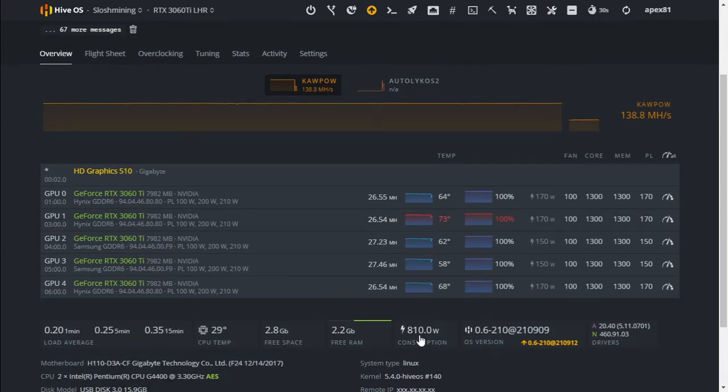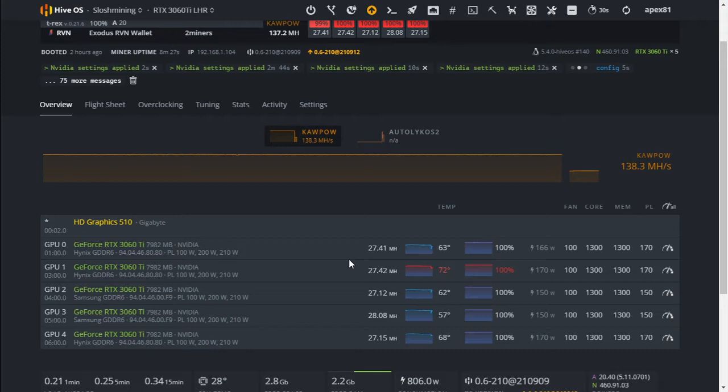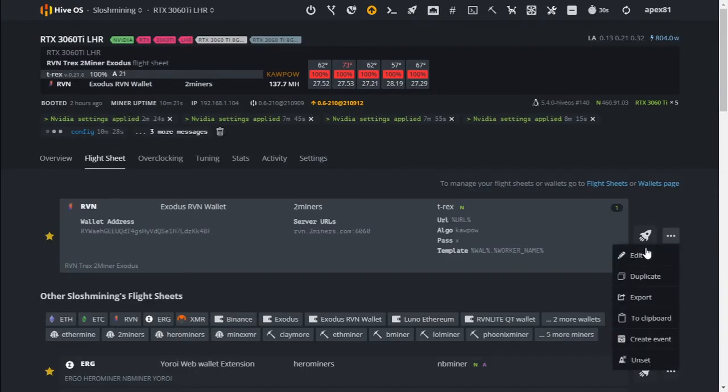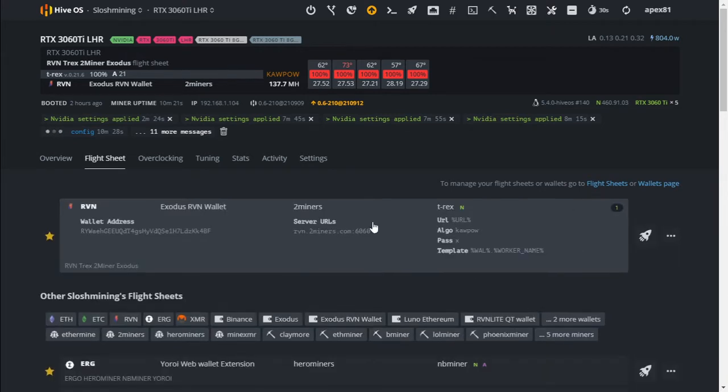Currently, we're using 810 watts and we're getting 134 megahash per second with these 5 cards. Let's give it a second while this updates. While we wait for this to update, let's just go over the flight sheet and see what my settings are. The coin is Ravencoin. We've set up our wallet. We're using 2Miners as the pool and we're using TREX miner as the mining software. No specific settings were inserted.